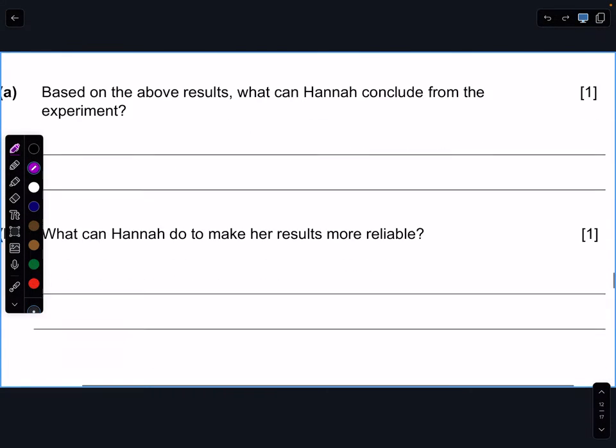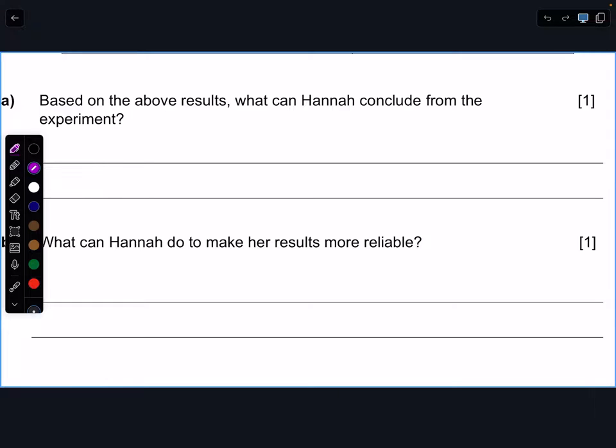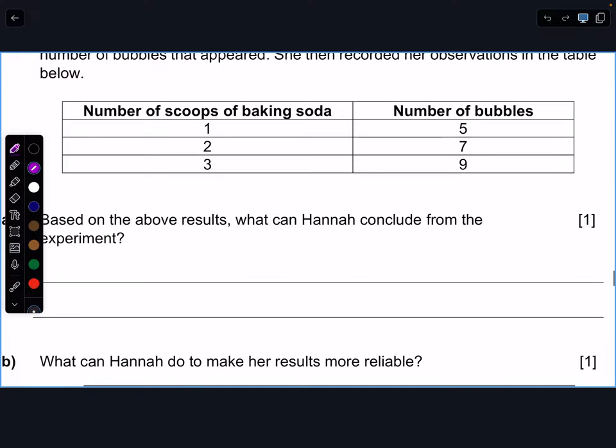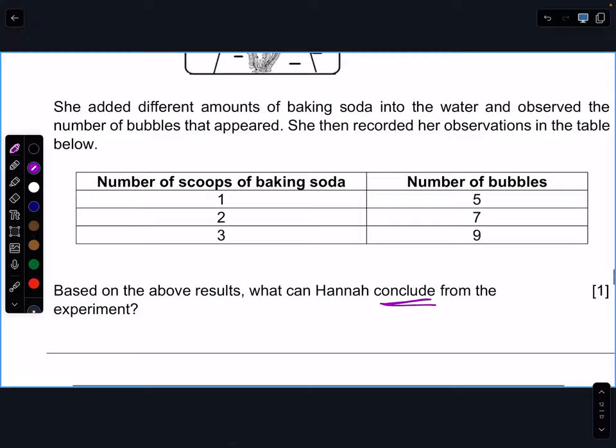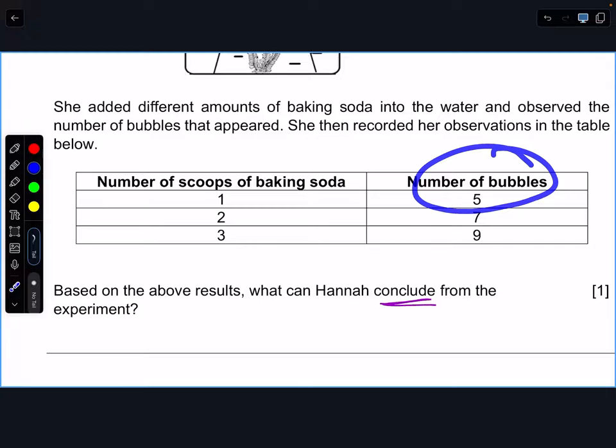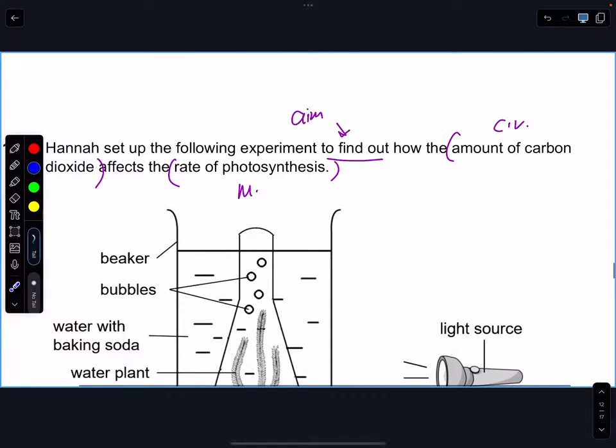So basically, based on the above results, what can Hannah conclude from the experiment? So in this case, the question is asking you for a conclusion. Many of you gave me a relationship. Okay, so what do you say? You say the more number of scoops of baking soda, the more number of bubbles produced. But my question to you is, what was the question here? How the amount of carbon dioxide affects the rate of photosynthesis? Are you answering the question? They never ask you what is the relationship, they ask you the conclusion.